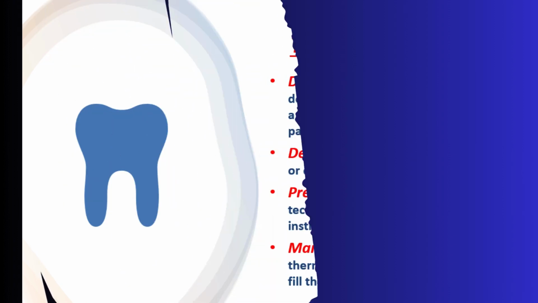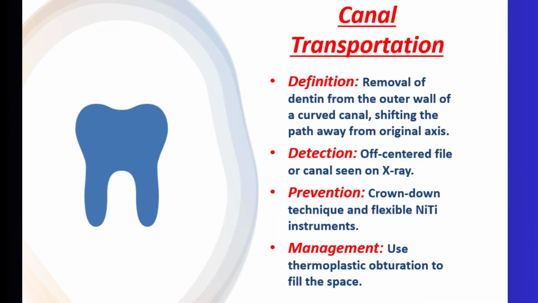Number 2, transportation. Explanation: when files straighten the canal and shift the original pathway, this may lead to weakening or even perforation. Example: upper molar palatal canal over-enlarged on the outer curve. Detection: canal appears eccentric in radiographs. Blockage or bleeding during instrumentation.